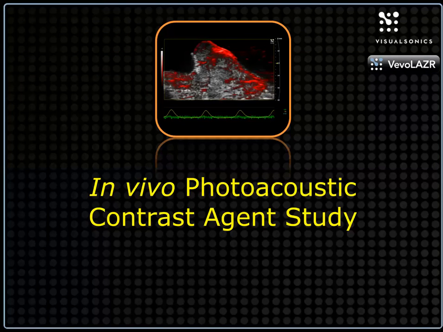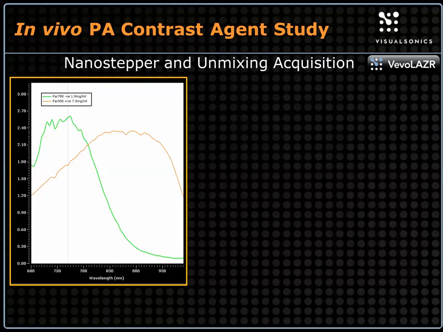Let's get to the in vivo portion now. We've characterized our contrast agents. Let's see how they look in vivo. When we start the in vivo acquisition, we have to consider a few things. First, we know we're injecting our different nanoparticles, so we know we're injecting our PAR 788 and our PAR 900, and we have to consider which wavelengths we're going to acquire in order to be able to unmix those.